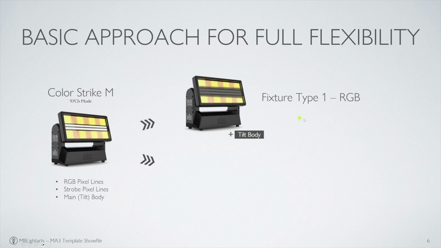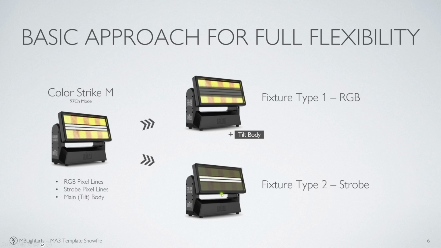My first fixture, type 1, has the main purpose of those RGB pixels and the tilt body control. So it's basically some kind of a wash moving light without a pan control. And the second type is simply a strobe. So I have only this strobe line in the center, which lives in this virtual second fixture type.